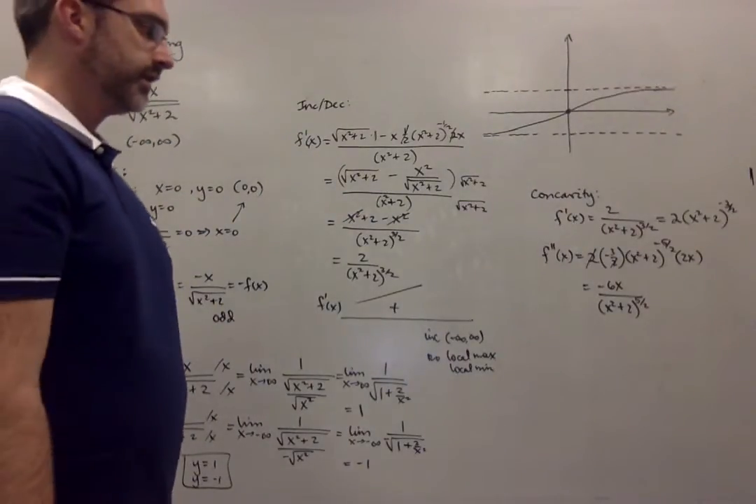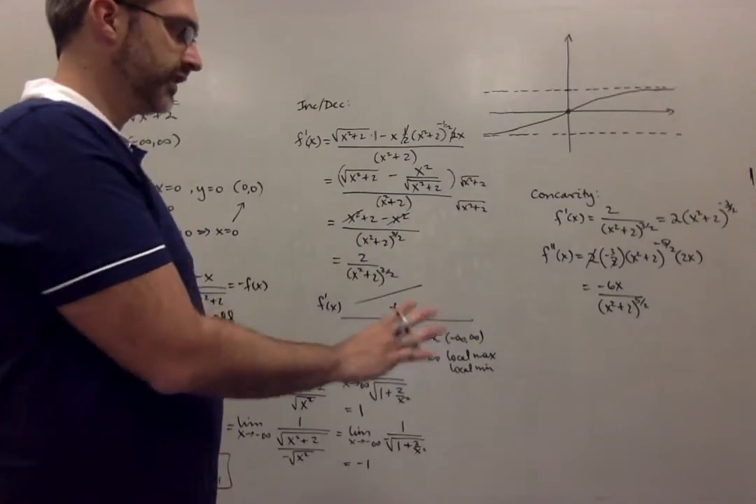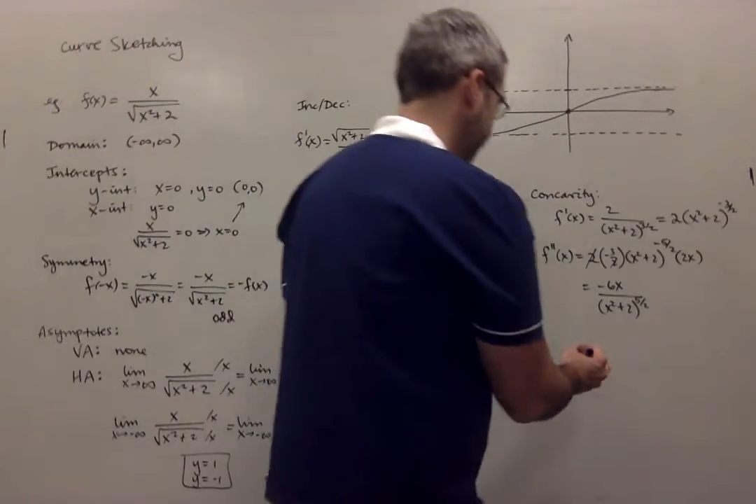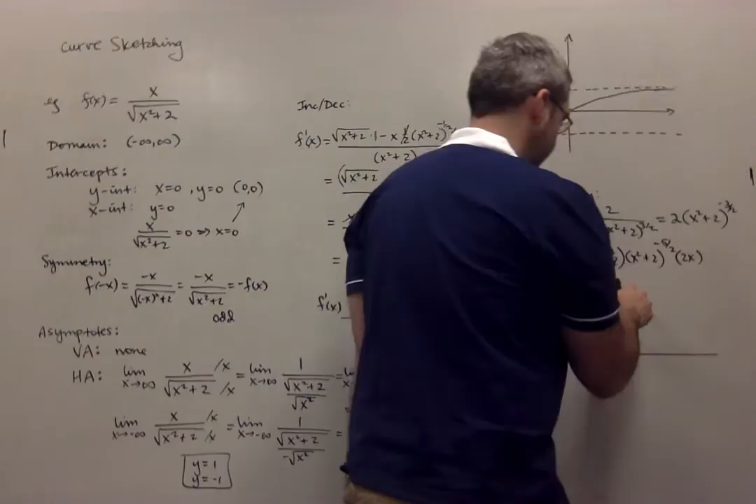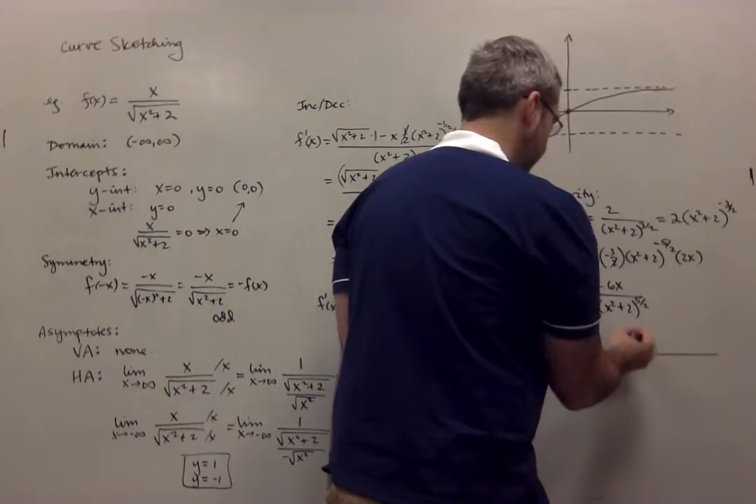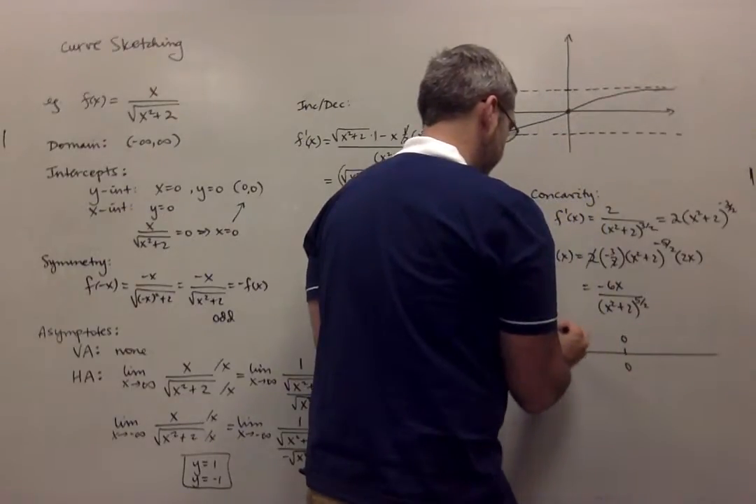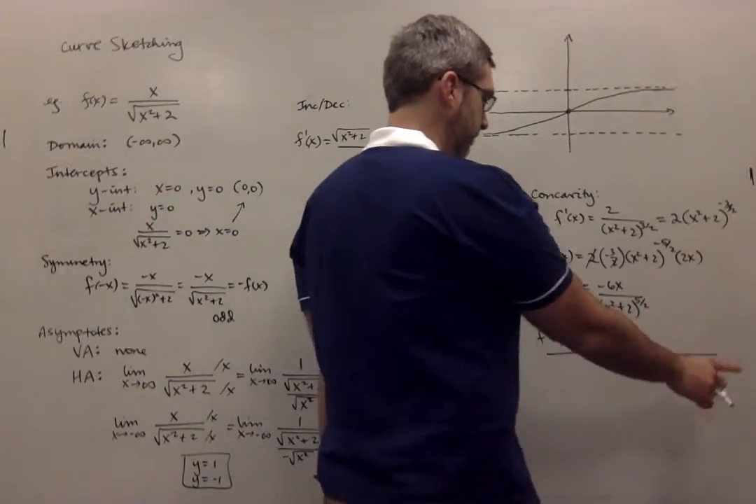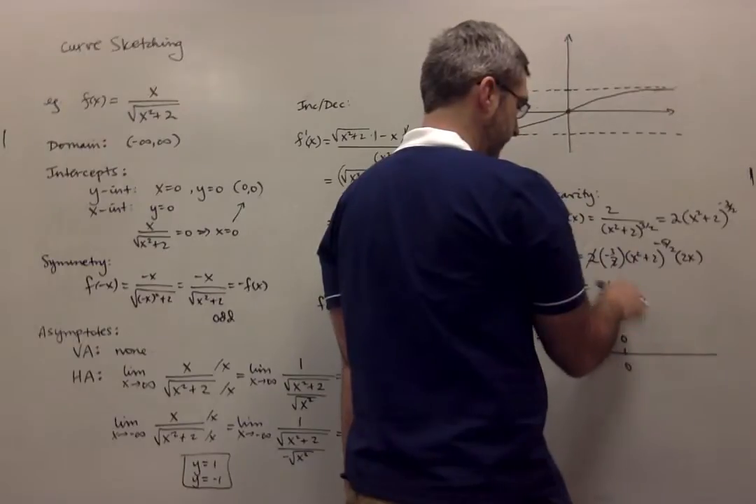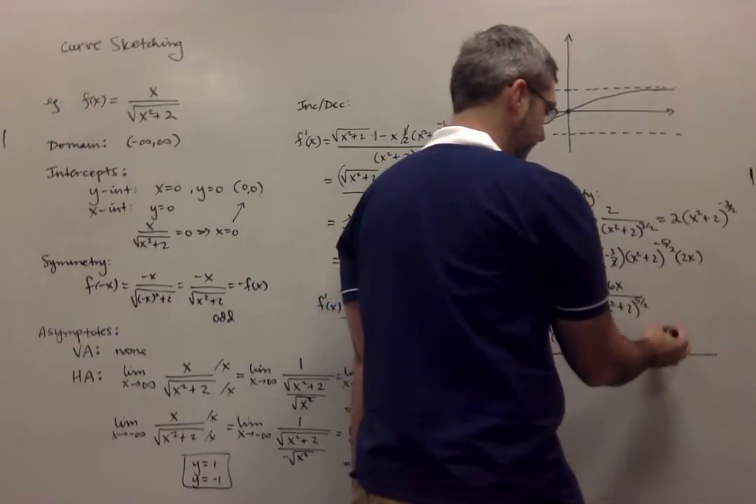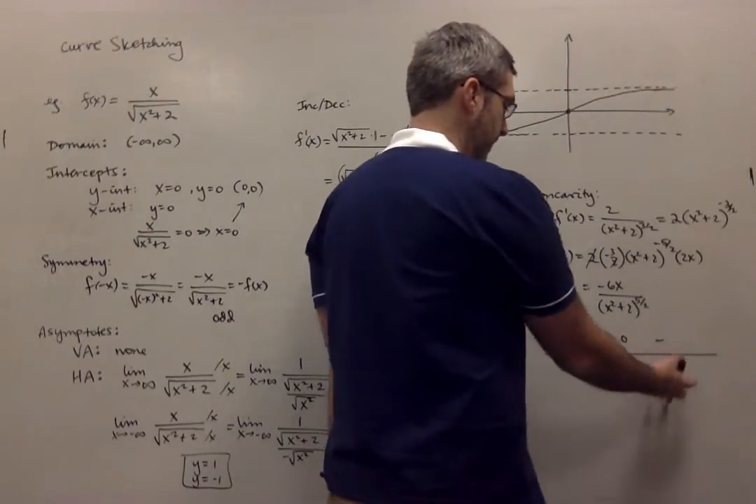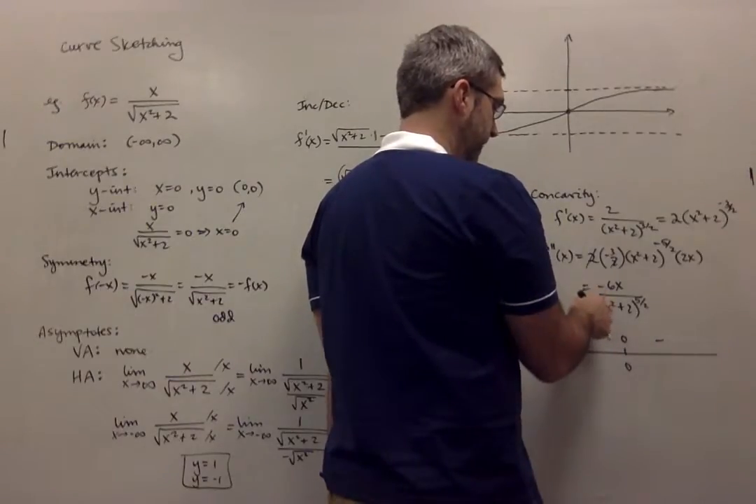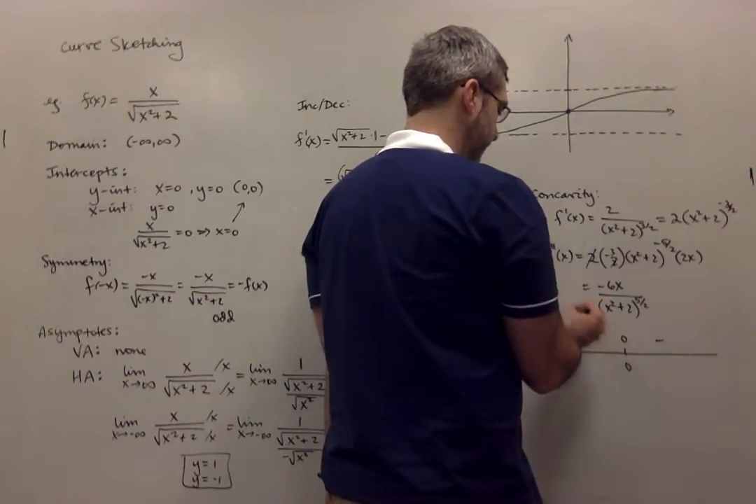Notice that there's no place where that does not exist. Again, the bottom is totally fine. But it equals 0 when the top is 0, and that is when x is 0. So testing some things around, if I plugged in a big positive number, the top is negative and the bottom is positive, so I get a negative there. Plugging in a negative number, the top and bottom would both be positive.